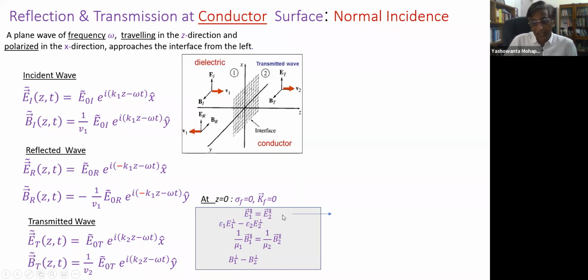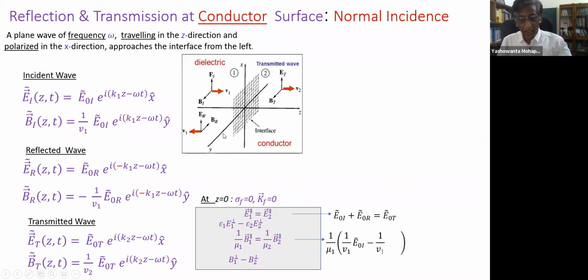Now what this gives us is E1 parallel equals E2 parallel, that gives us as earlier E naught I plus E naught R is E naught T. This is the complex amplitudes, that is simple. And this one will give you, in terms of 1 by mu1, 1 by v1, E naught I in medium 1, minus the reflected E naught R, is 1 by mu2, 1 by v2 E naught T.